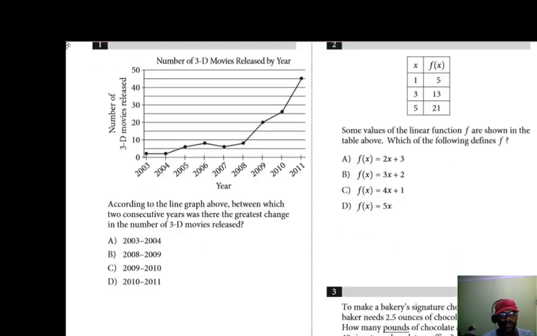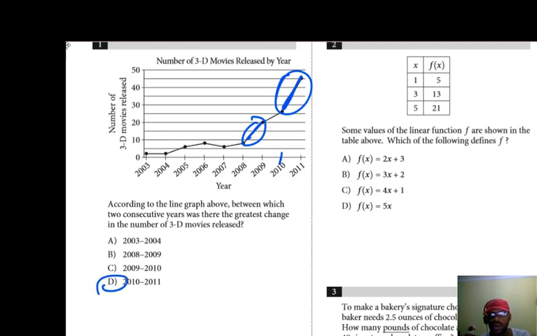So let's see the first one. According to the line graph above, between which two consecutive years was there the greatest change? Okay, so what are we looking at? It's the slope. Let's see this part and this part. This looks longer. As you can see, this is longer, right? So the rate of change here is greater than here. So obviously it's between 2000 and 2010.